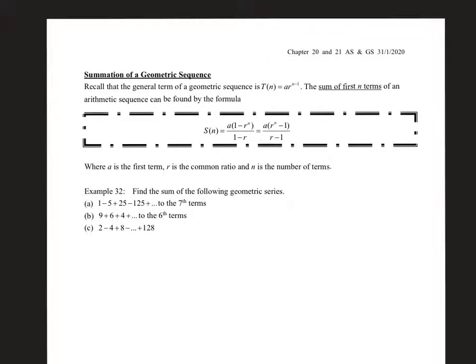Then we come to talk about the summation of a geometric sequence. Once again, now we have the formula: Sn is a times (1 minus r to the power n) divided by 1 minus r. It's quite hard to remember and agree with it, but let's find a way to do so.